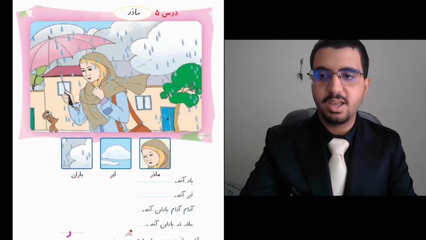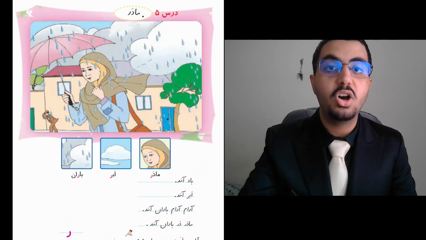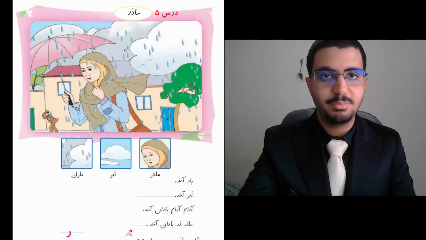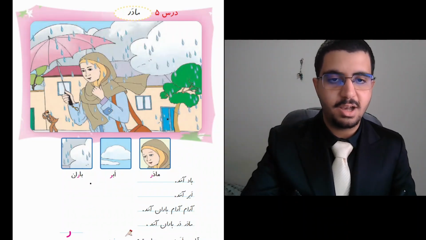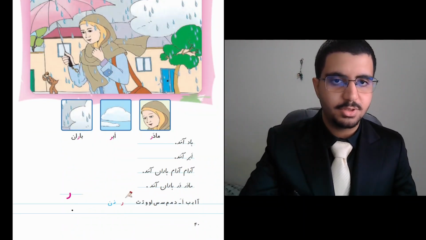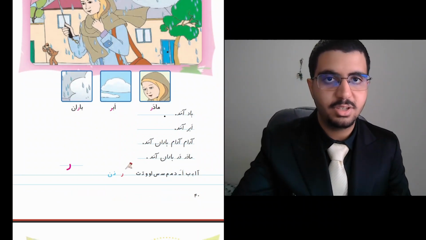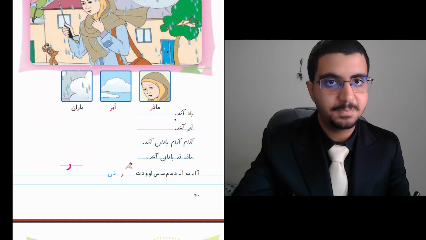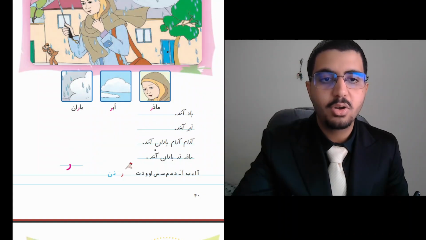Now here we are with our new lesson 5, درس 5. مادر meant mother. مادر ابر باران. Mother, cloud and rain. You know all of them, so we're just not gonna waste any time on them. Now let's get to the sentences, and then we're gonna teach you some verb conjugations. باد آمد. What does that mean? باد آمد means wind came. ابر آمد. Cloud came. آرام آرام باران آمد.